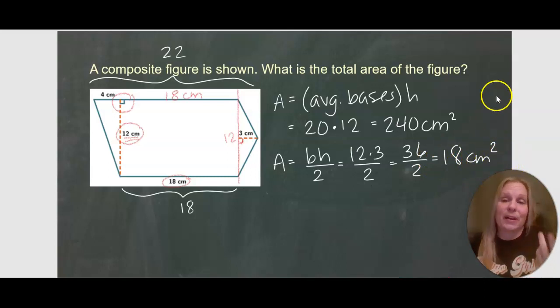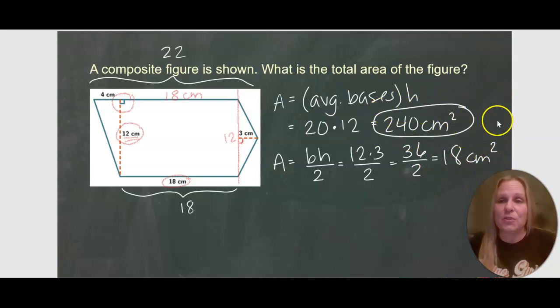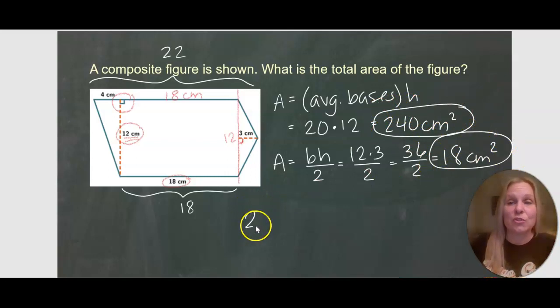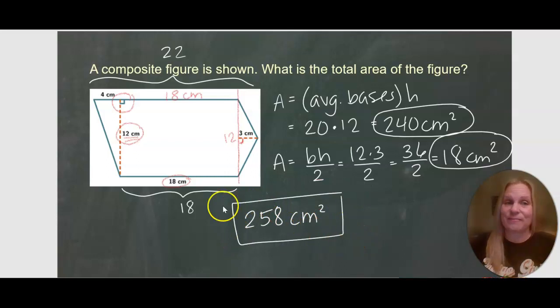One more step, I've got to add the area of my trapezoid to the area of my triangle. So 240 plus 18 gives me 258, and that's square centimeters.